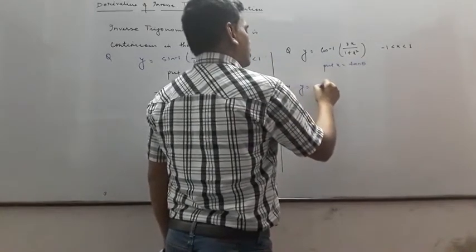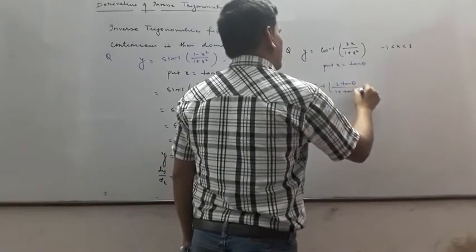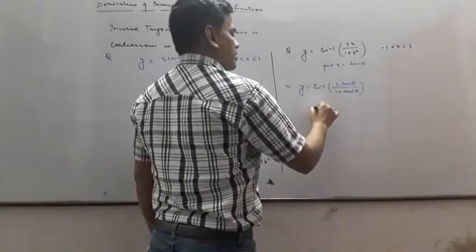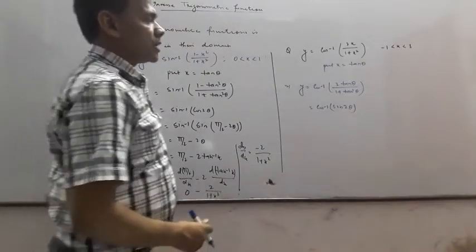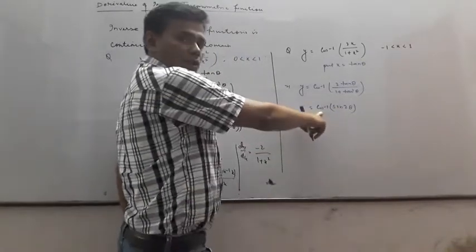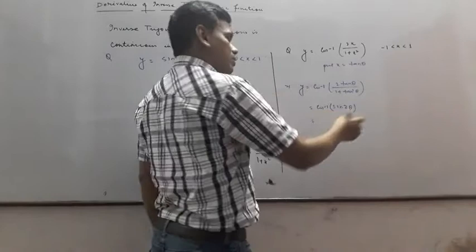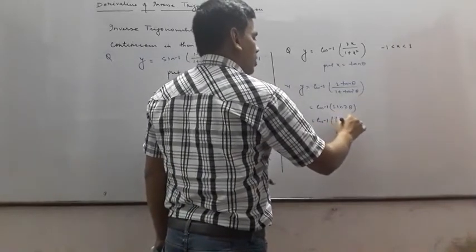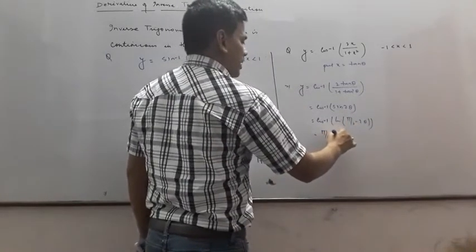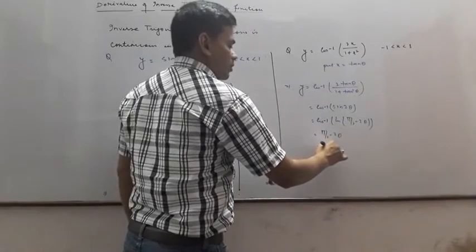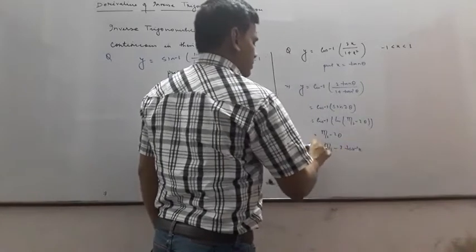So y equals cos inverse of 2 tan theta over 1 plus tan square theta. It means cos inverse sin 2 theta. It is in the formula of sin 2 theta. But here it is cos and sin, so now you will have to first convert this sin into cos. So cos inverse cos of pi by 2 minus 2 theta, so pi by 2 minus 2 theta. Now you will have to replace theta with tan inverse x, so y equals pi by 2 minus 2 tan inverse x.